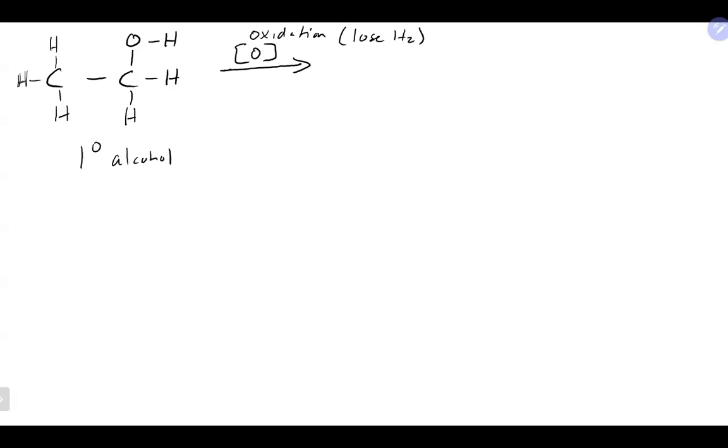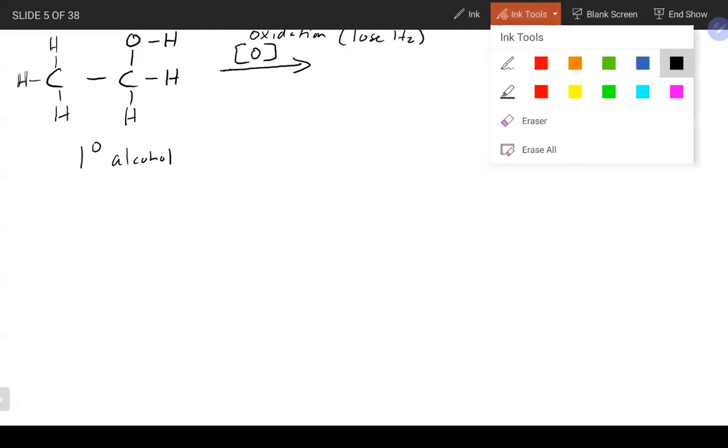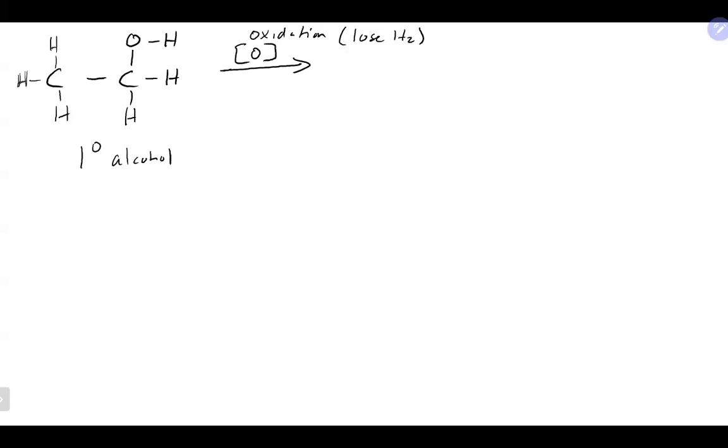And it's very similar to what we just talked about, which was when we added H2 to a double bond, right? A hydrogen went to one carbon, and the hydrogen went to the other carbon, and the double bond disappeared. In this case, you will always lose the hydrogen from the OH, and you will always lose one hydrogen from the carbon that's attached to the OH. So those are always the two hydrogens. Those are always the two that go away.